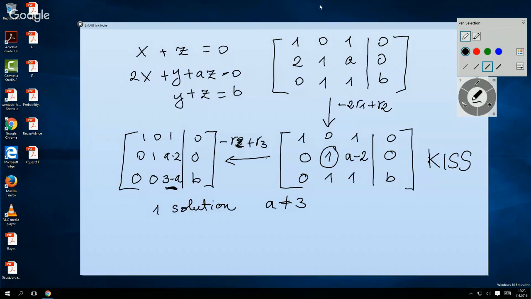Okay, so what if actually a is equal to 3? If a is equal to 3, the last row becomes 0, 0, 0, b. So what are the possibilities here?